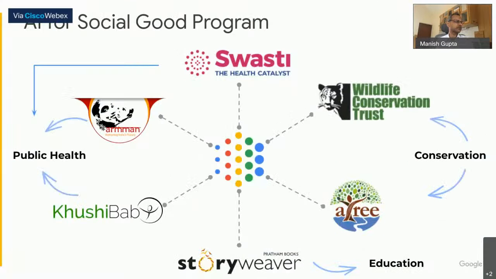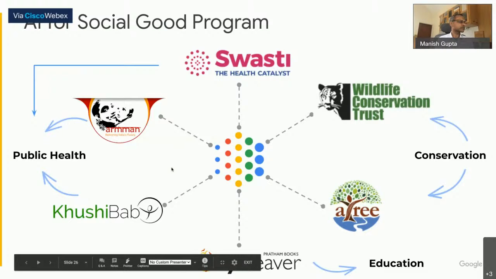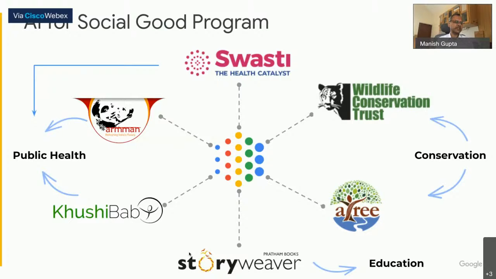So let me speed up in the interest of time and maybe conclude with a couple more examples. Another thing that we are doing is this AI for Social Good program, where we went to NGOs working in the areas of public health, wildlife conservation, and education. And we asked them, tell us what are some of the challenges that you're dealing with, and let's see if AI can be applied to deal with some of those challenges.